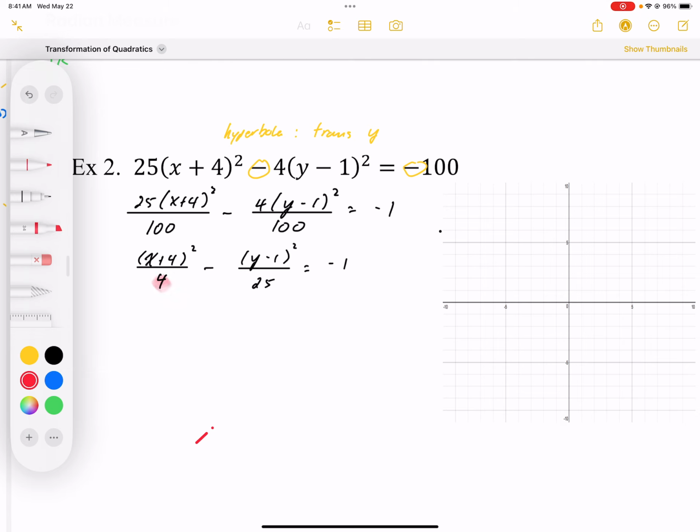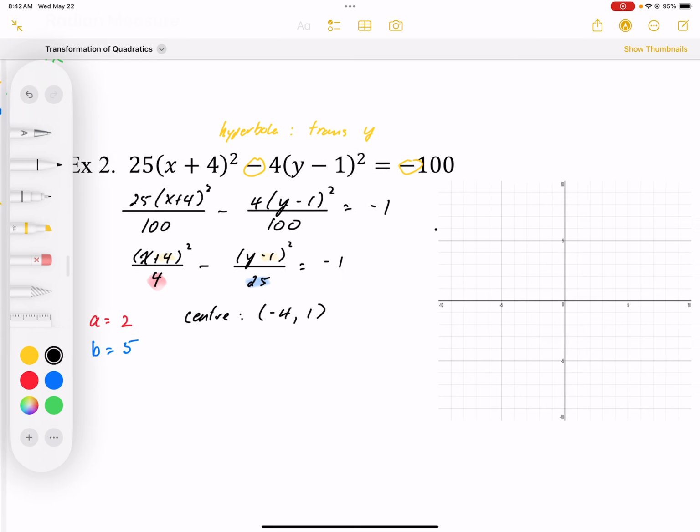So we're going to work out the a value. The a value comes from four, so we have a equals 2. Our b value, we end up with b equals 5. Okay, the center comes from our shifts here and here. So the center is at -4, +1. Okay, so we have our graphing form. We got our A and B. We have our center. We can graph this.